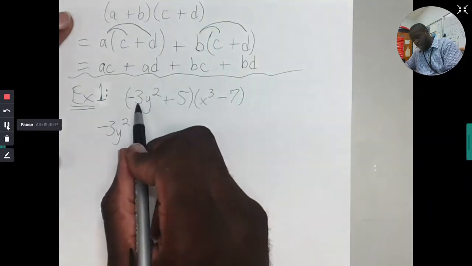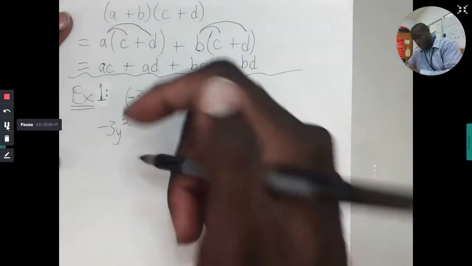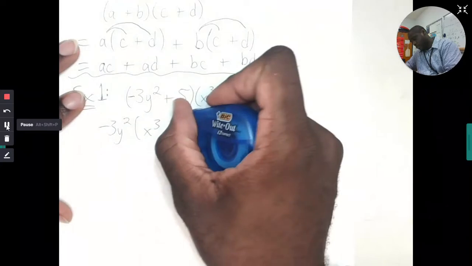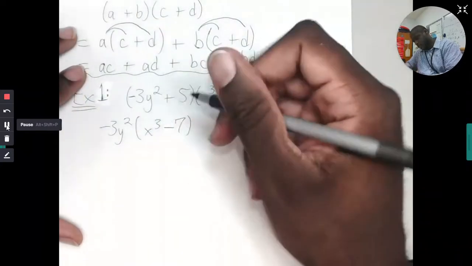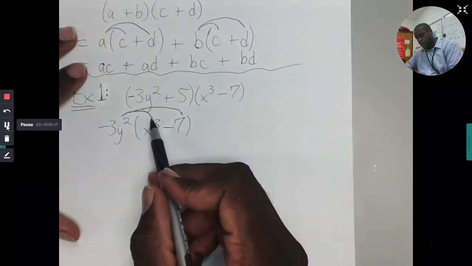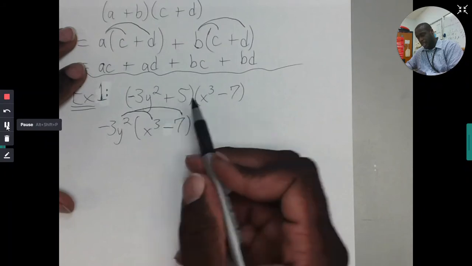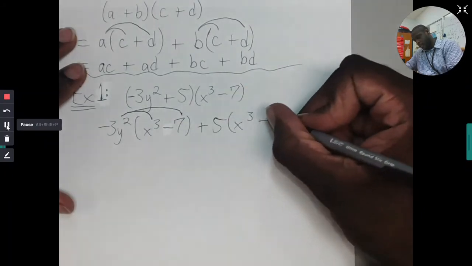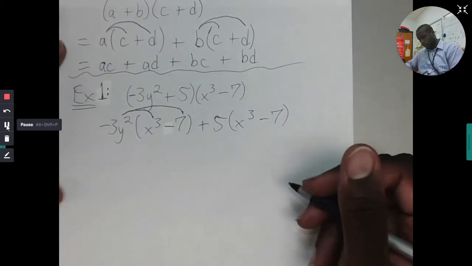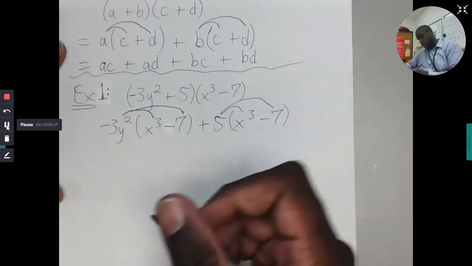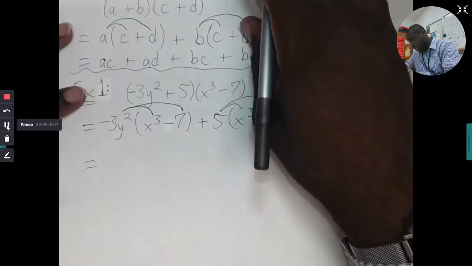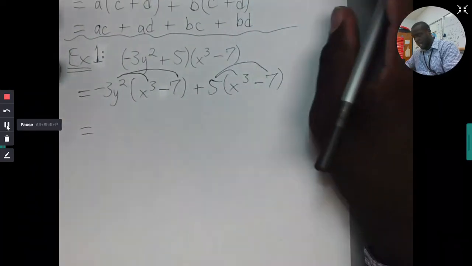Let's take that first term here and let's distribute it to these two. Your x to the third minus 7. Okay. And now let's take this term and let's distribute it. And I didn't have to switch up the variables, but you'll probably see stuff like that on your final exam.